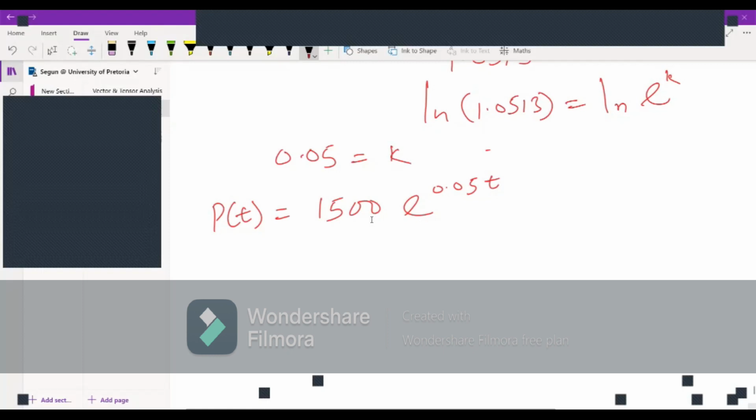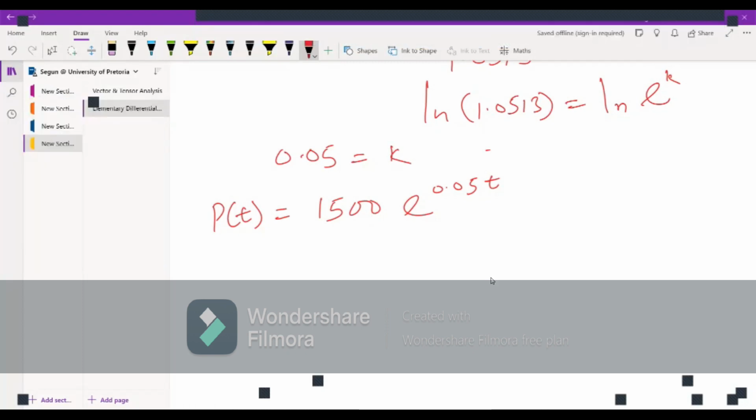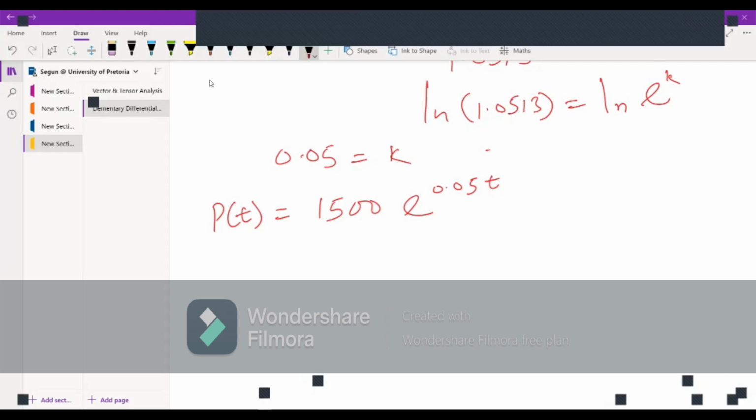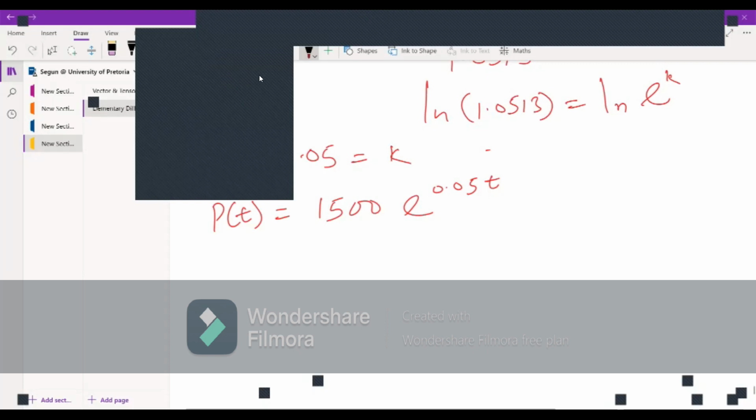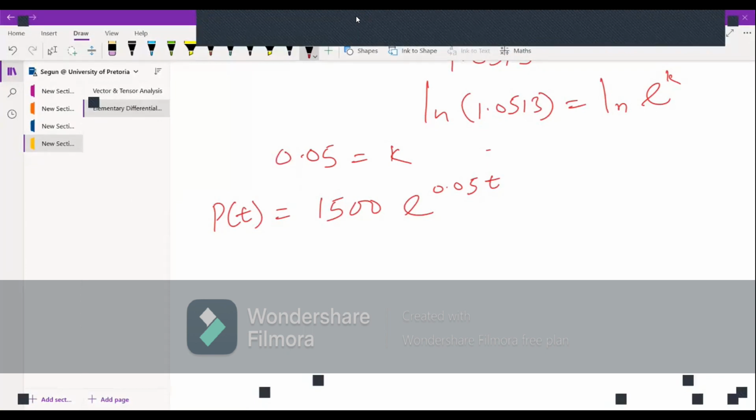Okay, excuse me. Let's continue because, can you see the screen, please? Can you see my screen? Yes. Memunat, are you there?